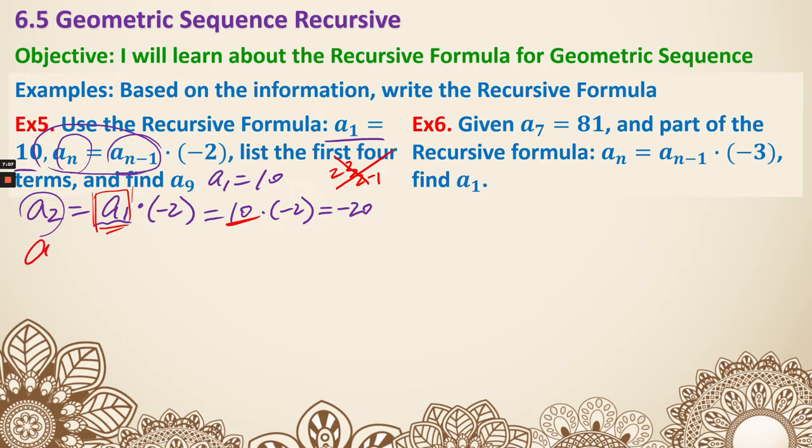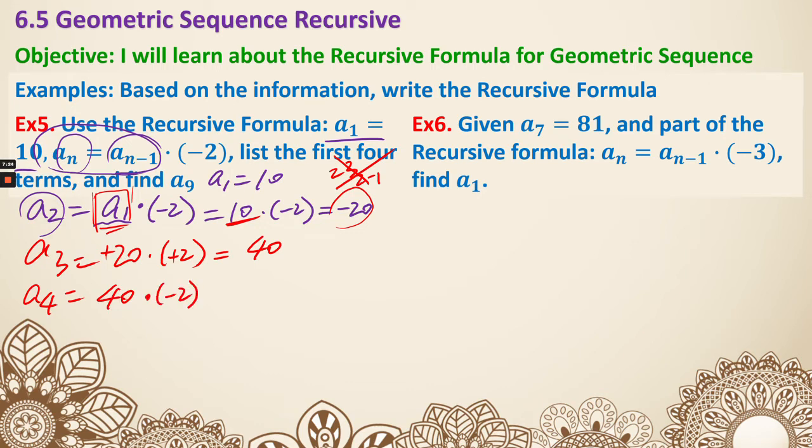Next, I'm going to do a sub 3. That's going to be a sub 2 times negative 2. My a sub 2, I just found, is negative 20, times negative 2. Negative sign becomes positive. So a sub 3 is 40. a sub 4, you just need to use the previous term, which is 40 times negative 2, because that's our common ratio. That's going to be negative 80. We can keep on going. a sub 5 is multiplied by another negative 2. That is going to be 160.